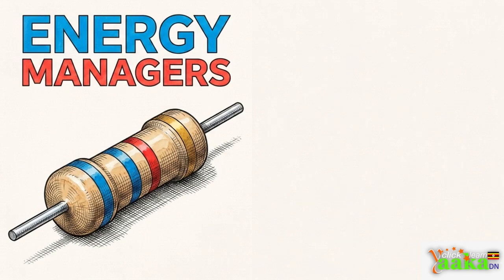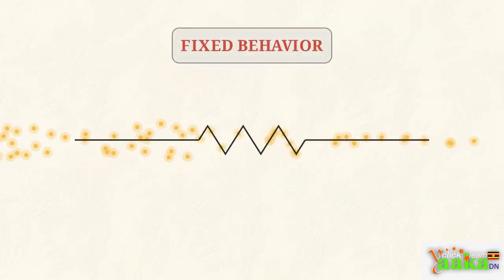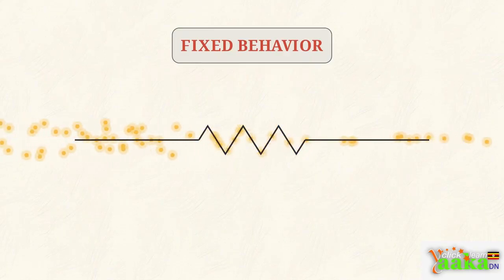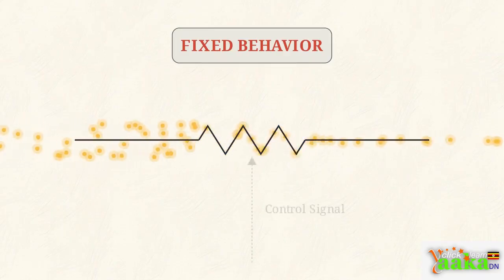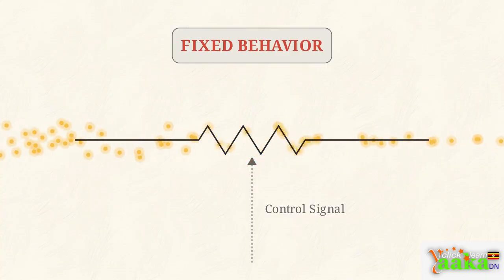The first are passive components, such as resistors. You can think of these like the speed bumps on the Entebbe road. They affect the flow of electricity by slowing down whatever hits them. This diagram shows a resistor limiting the flow of electricity. While passive components manage energy, they have a major limitation. They cannot make decisions or change their behavior based on a signal from the outside.